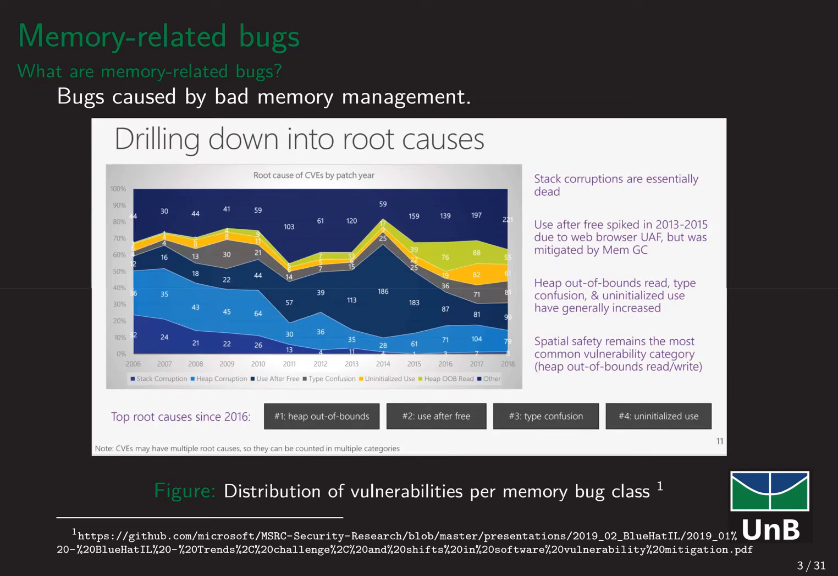I want to start by showing this graph produced by Microsoft Security Research, which shows the root causes of the reported security vulnerabilities grouped by class. As it can be seen from the image here, between 60 to 70% of all vulnerabilities are caused by memory bugs. These bugs can happen due to incorrect use or management of memory, which typically occurs in manually managed programming languages such as C and C++.